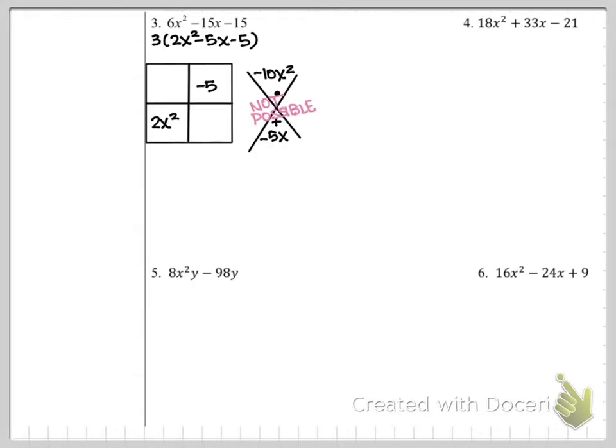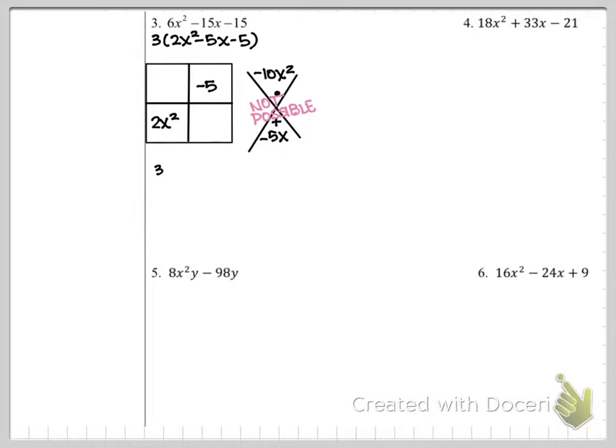Okay, so I pulled out my GCF of 3, and then I attempted to set up the boxes and the diamonds. But this one can't be done. I can't get to negative 10x squared multiplying and then simultaneously get to negative 5x adding. So I'm not going to say that it's prime. Prime means that you can't do anything, but I could. I took out the 3.